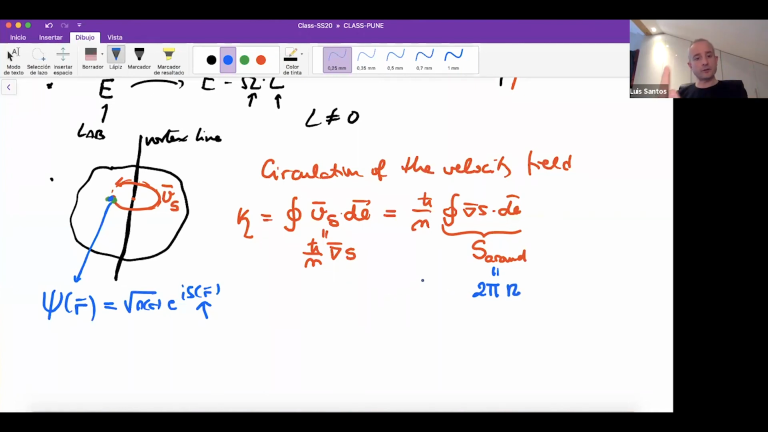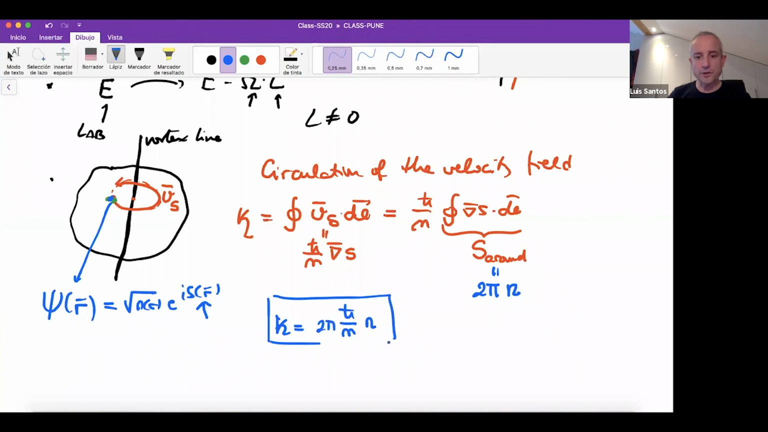Because when I go around, if I pick up a phase, it has to be a multiple of 2 pi, because otherwise I will not have a unique wave function in the system. So this means that the circulation is actually quantized, it's something of this form.